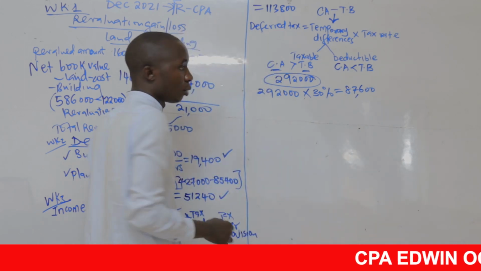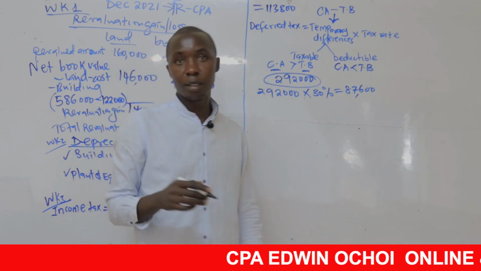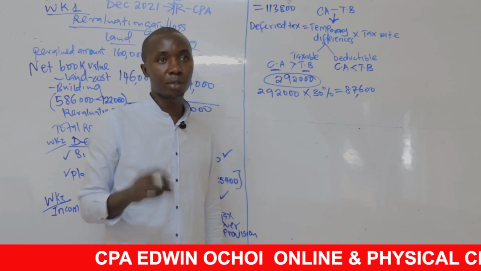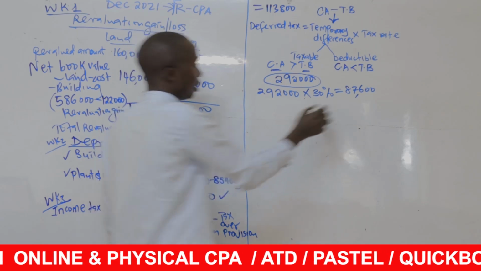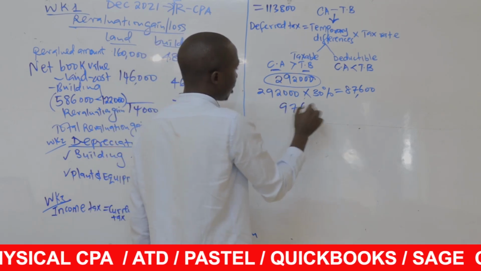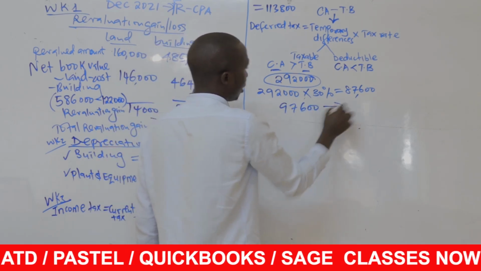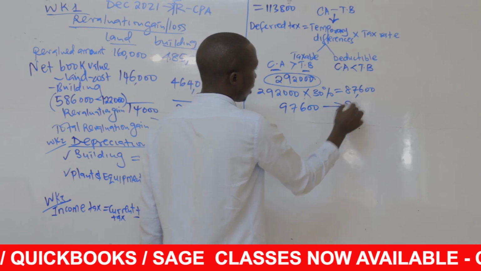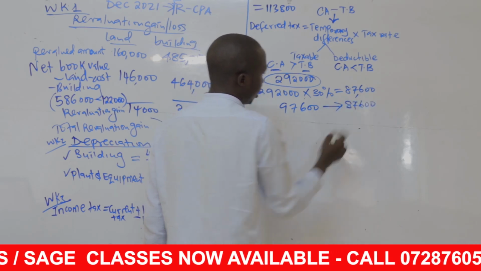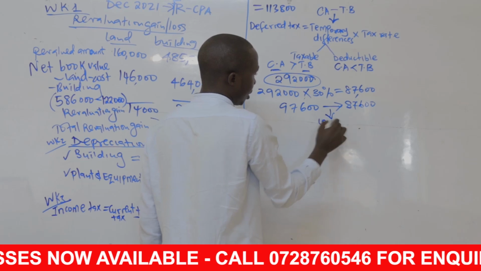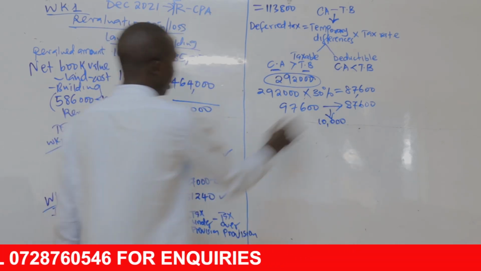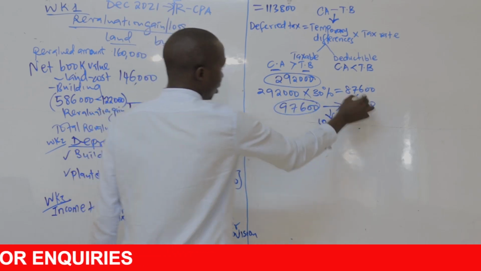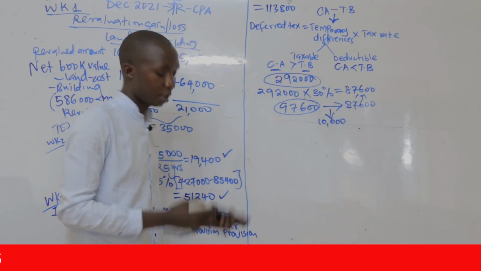Then we compare with what we have in the trial balance. In the trial balance, there was a deferred tax of 97,600. So you can see now, at the end, we have 87,600. So there's a reduction of 10,000. This is from the trial balance, and this is what I have computed here.